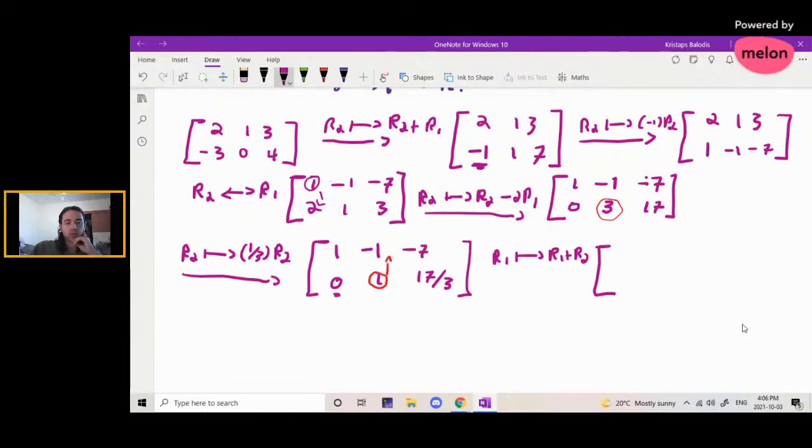Of course, keeping in mind, the important thing now is that now that I have a 0 in this position, I don't have to worry about affecting my other leading entries. So this will be 1 plus 0 is 1, minus 1 plus 1 is 0, minus 7 plus 17 over 3, and this is 0, 1, 17 over 3. Right, so this is our reduced row echelon form matrix.